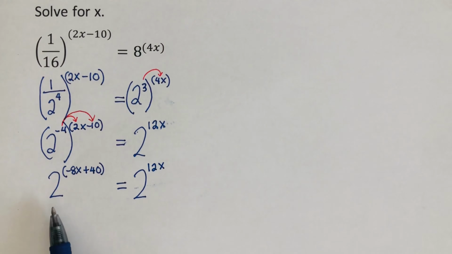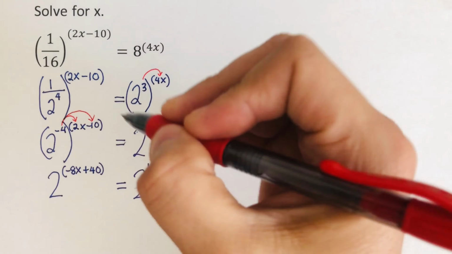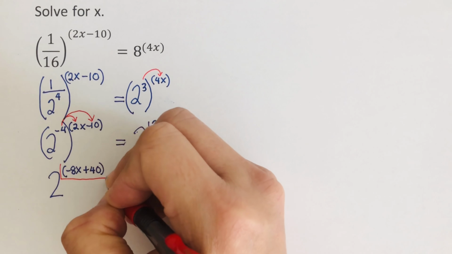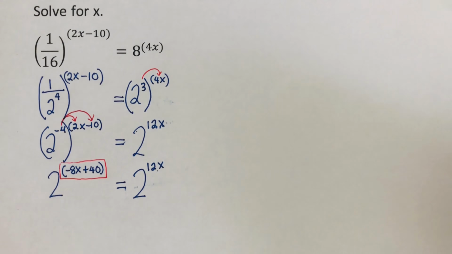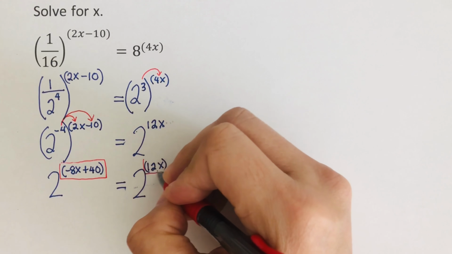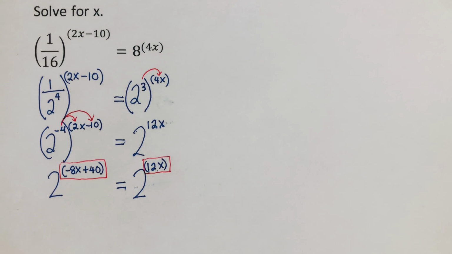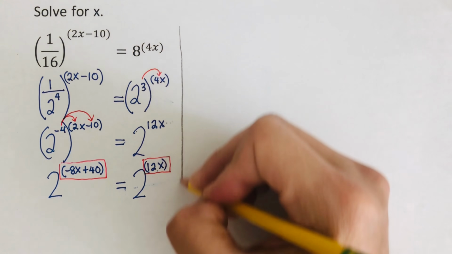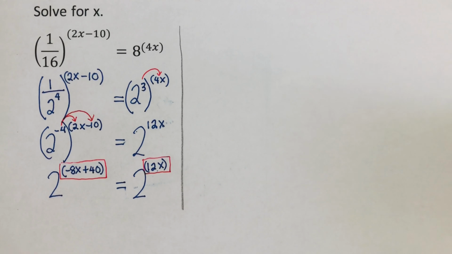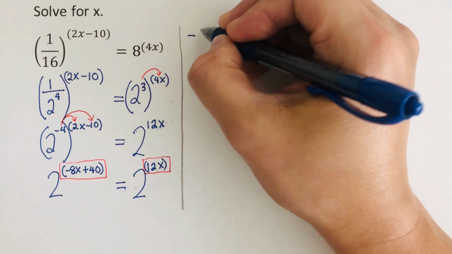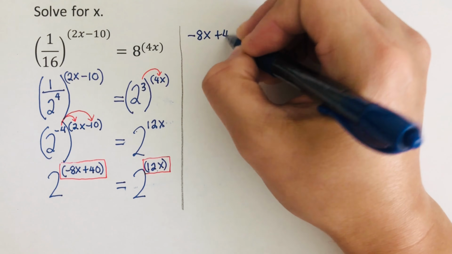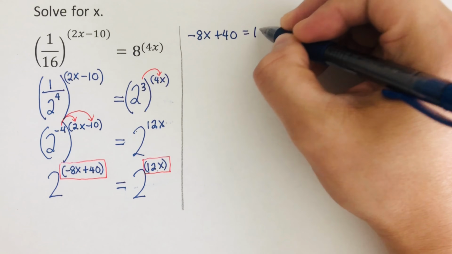As you can see here, we already have the same base of 2. So since both bases are the same, we can go ahead and equate these two expressions to each other. So this negative 8x plus 40 would be equal to 12x. And then from here, we can go ahead and solve for x. So negative 8x plus 40 equals 12x.